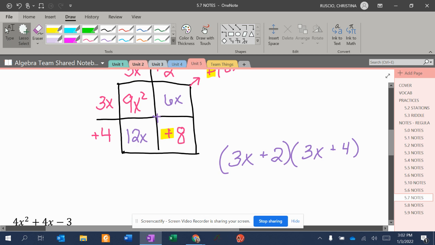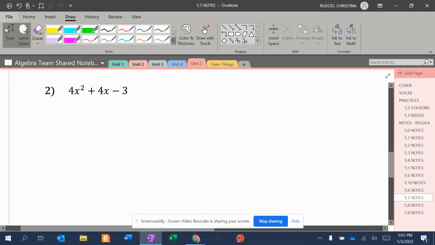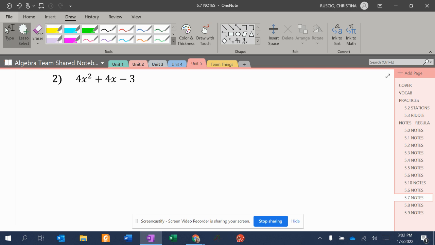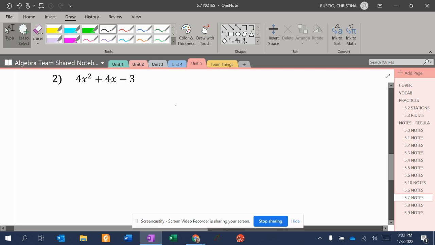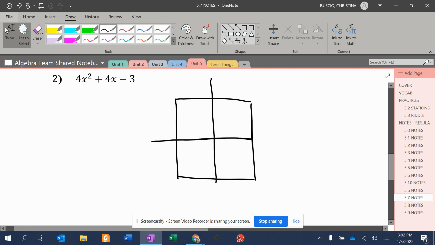It might not always work out that way. Let's see what happens in number 2. Number 2 has 4x squared plus 4x minus 3. You got it. Set up the box. Fill in the information we know. Okay, so 4x squared plus 4x and then minus 3.